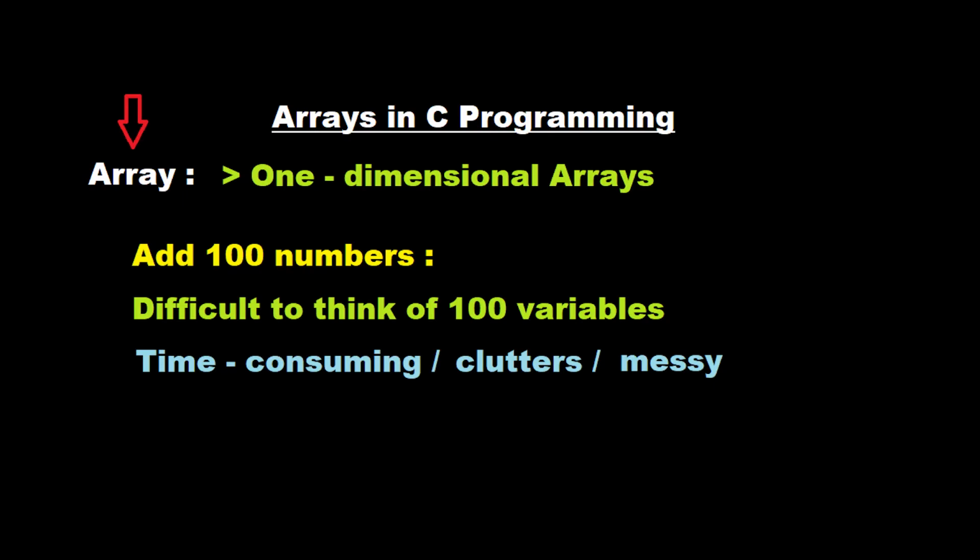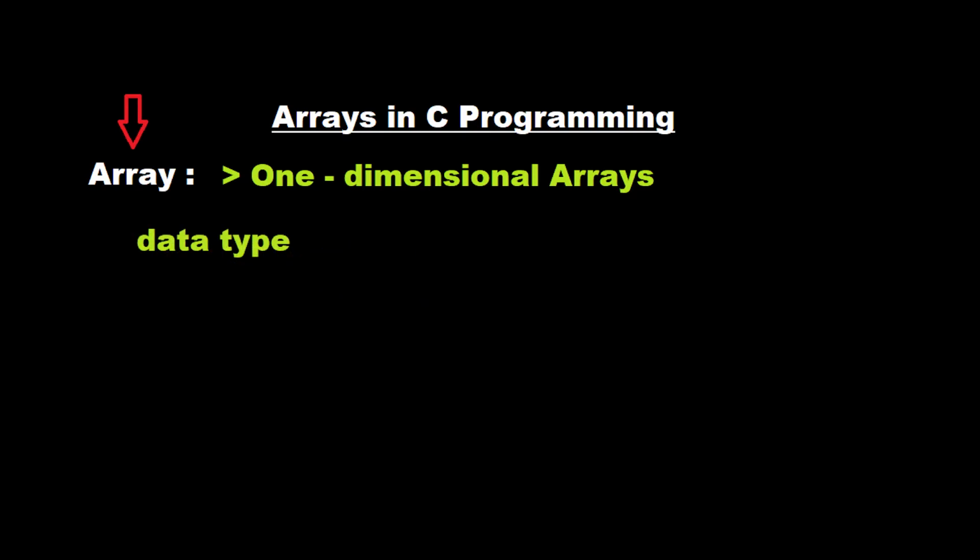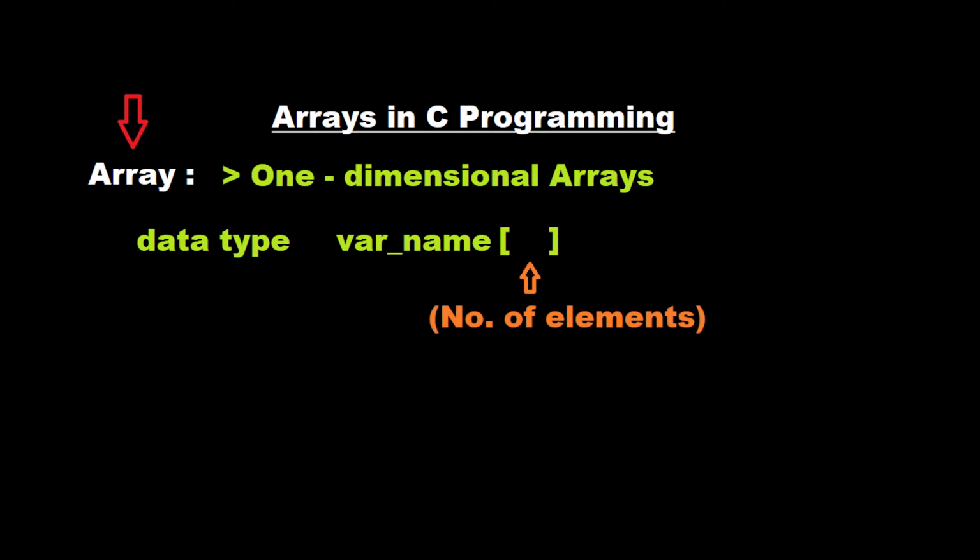An array can be represented like this. It will have the data type, then we will write the variable name followed by square brackets, and then we can give the number of elements. And you can either assign the length of the array at the beginning, or you can leave it blank.